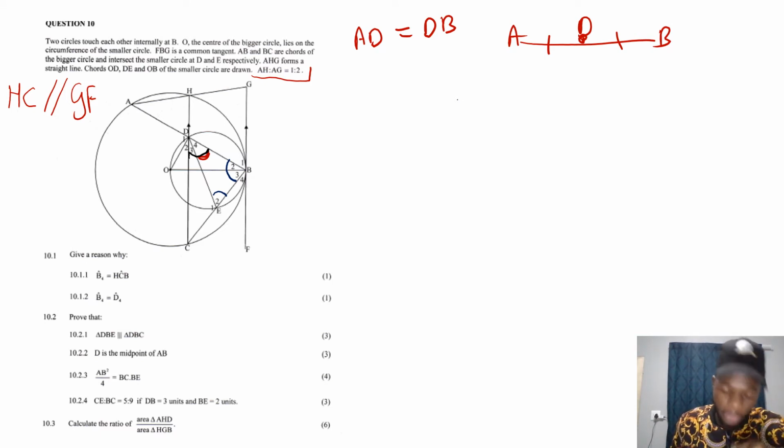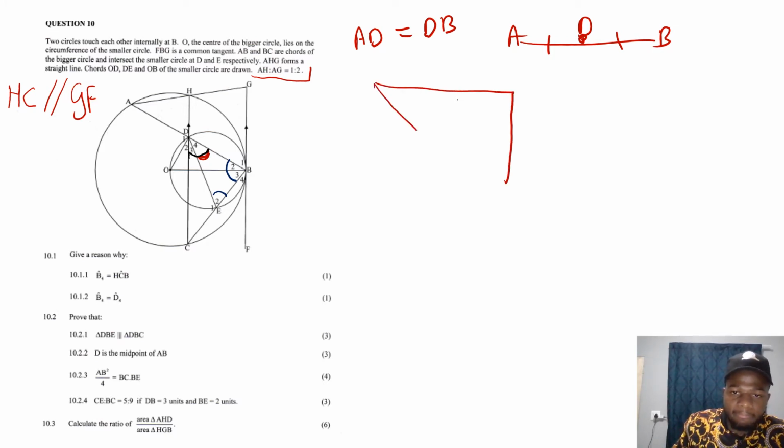This is the way that we should prove it. D is the midpoint of AB, so we must prove that AD is equal to DB. All right, and we're given a ratio here. Let me try to draw this triangle here. Okay, there are parallel lines.